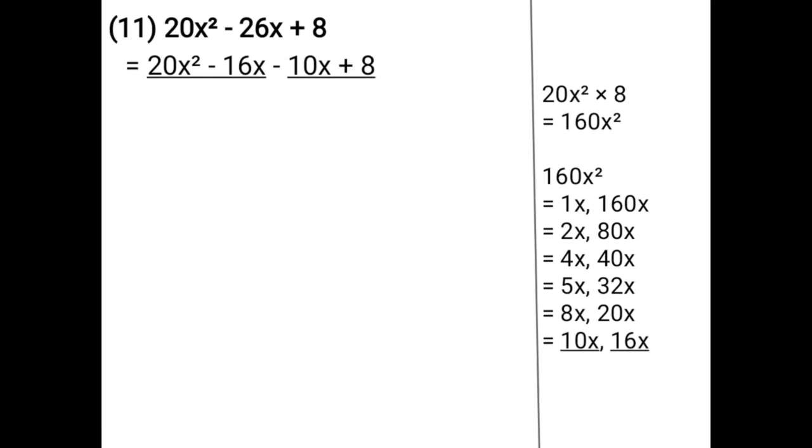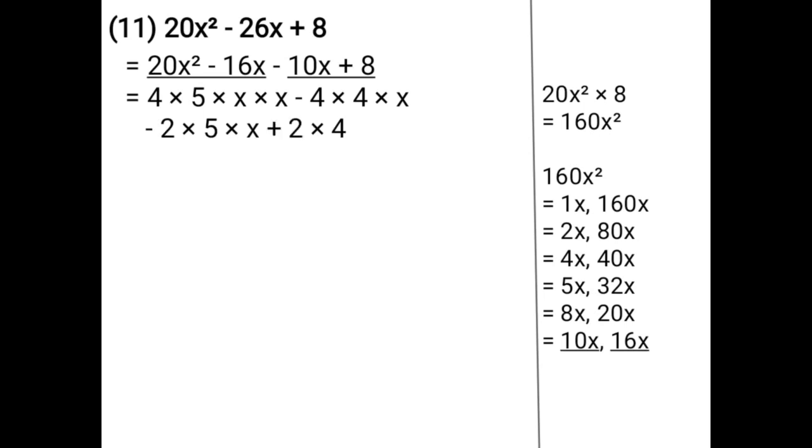In 20x² and minus 16x in the first group, which table is going same, that you have to take. That is equal to 20x² is 4 into 5 into x, minus 16x is minus 4 into 4 into x. Then in the second group, minus 10x plus 8, the same table which is going, you have to take that. That is 2 table. Minus 10x is minus 2 into 5 into x, plus 8 is 2 into 4.